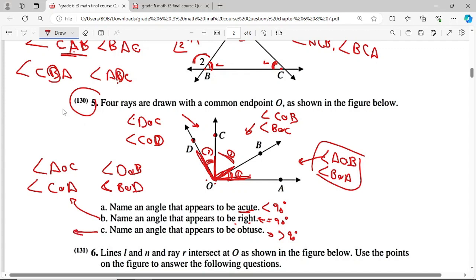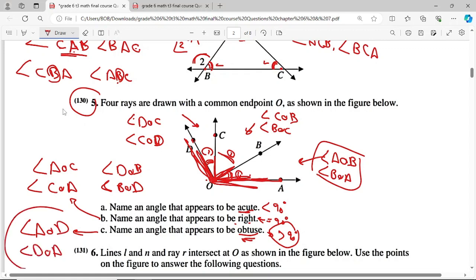Number C. Name an angle to be obtuse. Obtuse means bigger than 90. So which angle? I can see this angle, which is AOD. This is more than 90. So the angle will be AOD or DOA. They are the same angle. I have other angles here. If you can see, no, I'm not seeing any other angles.